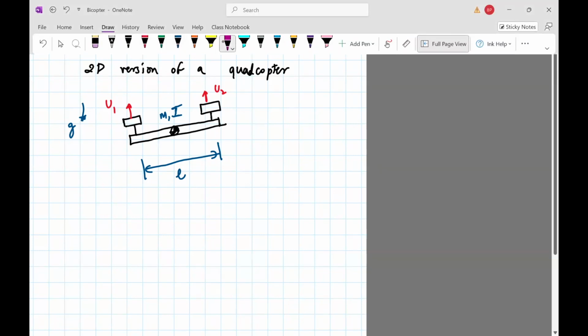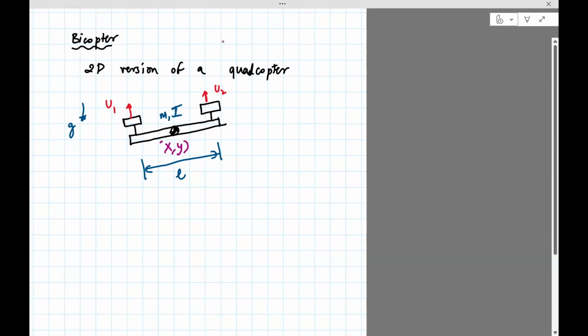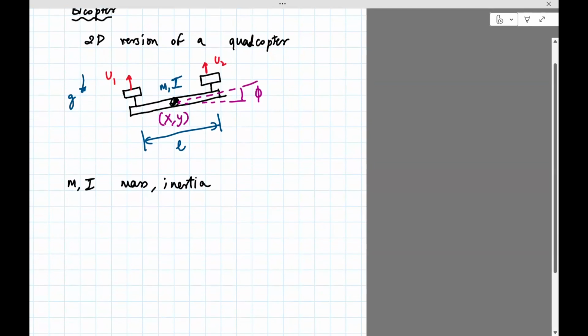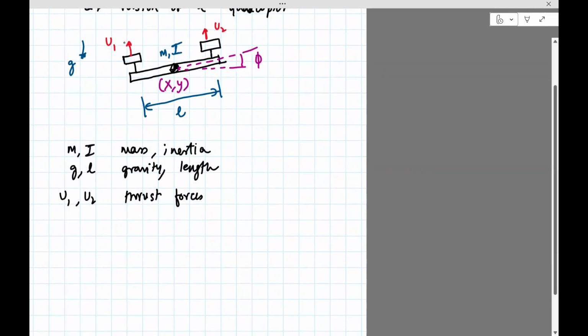Okay, let's define a few variables, and then we'll be all set to start this. The position of the center of mass is described by x comma y, and then there's an orientation associated with the bicopter. Everything I said, I'll put down in words. m and I are the mass and inertia, g and l are gravity and length as shown. U1, U2 are thrust forces. X, Y, phi are the degrees of freedom.